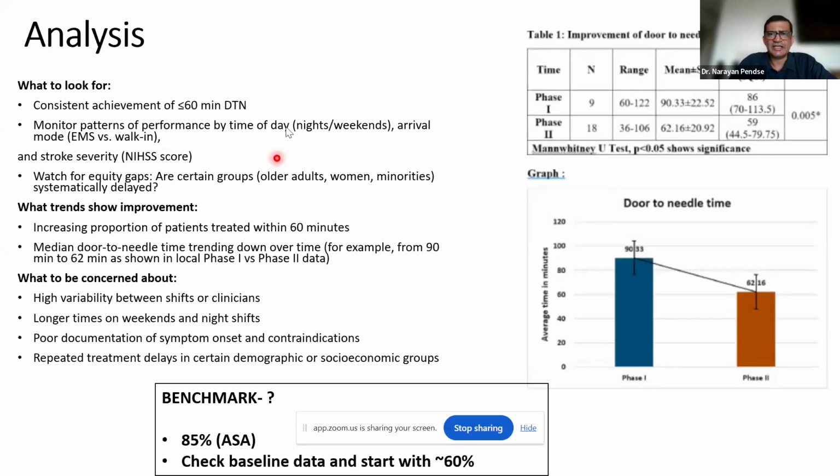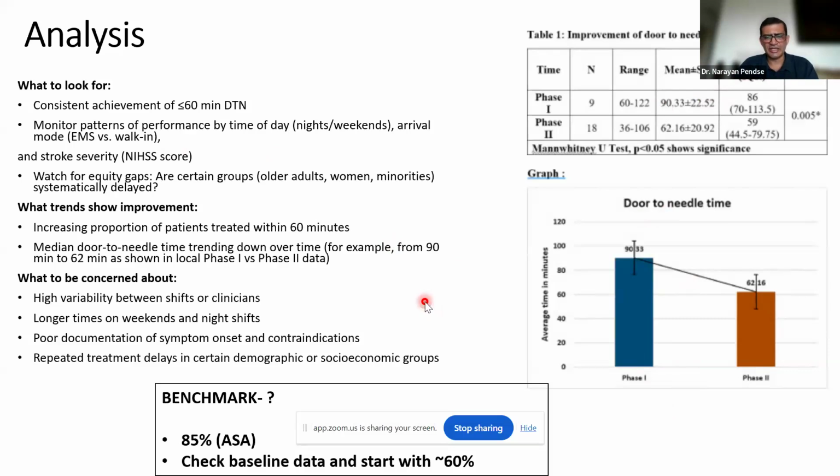As far as presenting the data is concerned, both data tables as well as graphical representation, this is a simple door to needle time being calculated before intervention and post intervention. Benchmark, like Dr. Mundkur was also mentioning, ideally would be 100%, but it may not be practically possible to reach 100%. So even ASA has defined 85% for their hospitals. So you could adopt that. You could start with maybe say around 60% and then gradually improve it further.